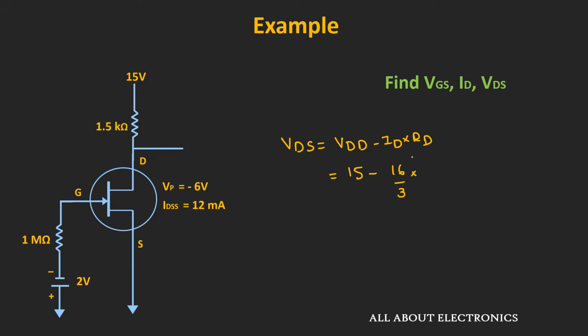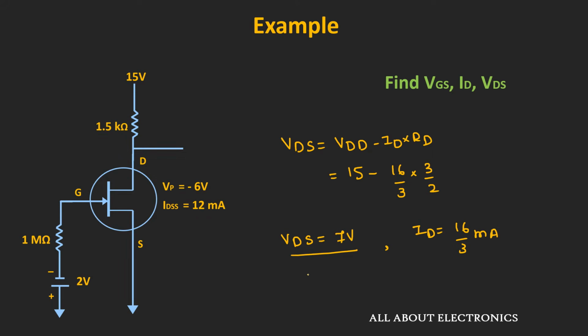And the value of this resistor RD is equal to 1.5 kilo ohm, or in other words we can say that it is equal to 3 by 2 kilo ohm. So if we simplify this expression, then the value of voltage VDS will come around as 7 volt. So here the value of voltage VDS is equal to 7 volt and the current ID for the given circuit is equal to 16 by 3 milliampere.